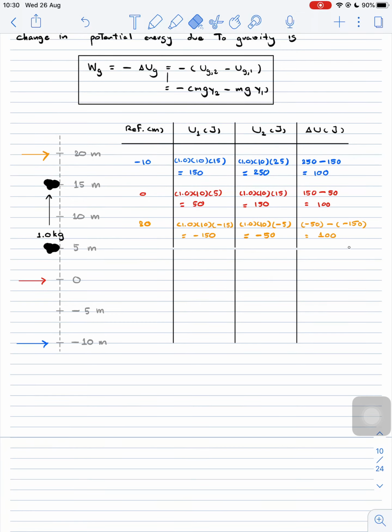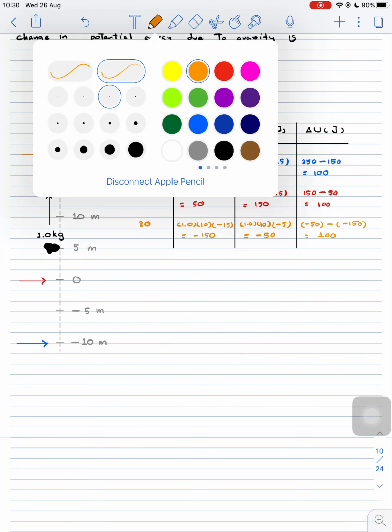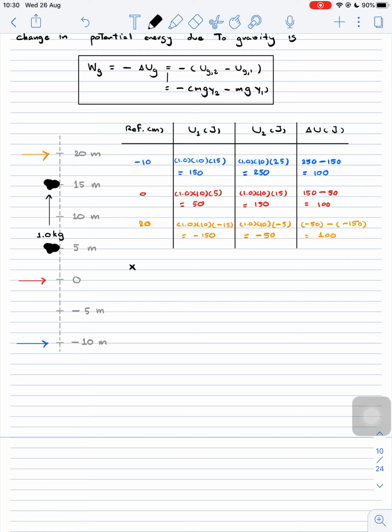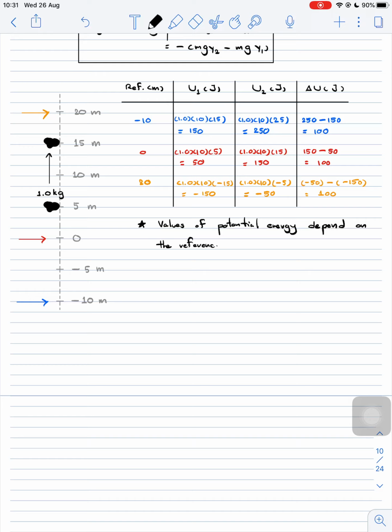So then, what can we conclude from these three examples? We can conclude that the values of the potential energies just depend on the reference level. Because you can see if we change the position of the reference level, you will get a different potential energy, even though it's the same object and the same position.